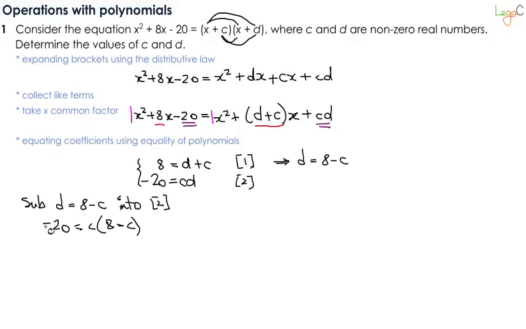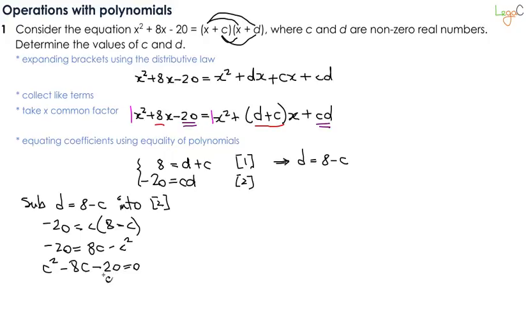Now let's solve this equation. If we expand the brackets on the right-hand side, we are going to end up with negative 20 equals 8c take away c squared. Now this one is another quadratic equation, so I'm going to move all the terms to the left-hand side. So we end up with c squared minus 8c minus 20 equals 0.